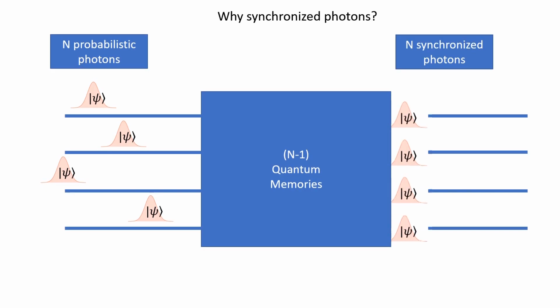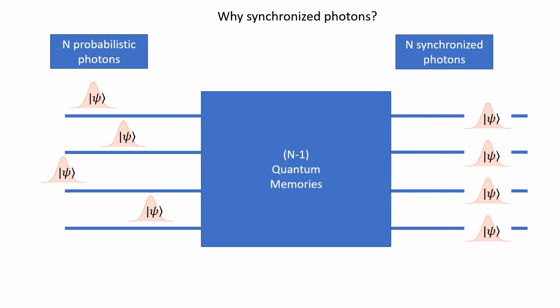So I can send a trigger, and now I can get all the photons coming at the same time. Why is it important to synchronize these photons? I'll give you an example of what we are doing in the lab. We are performing computation using 2 photons.